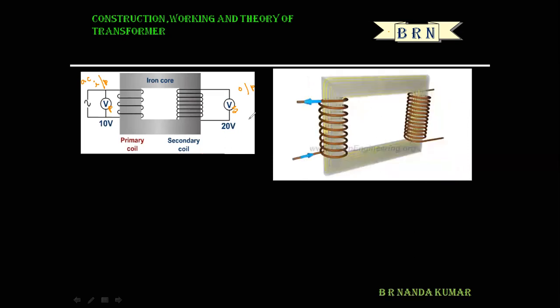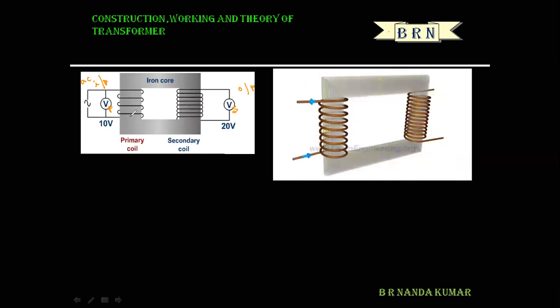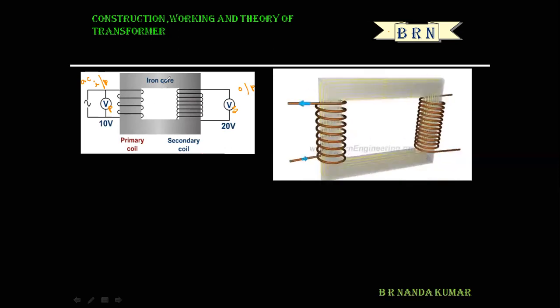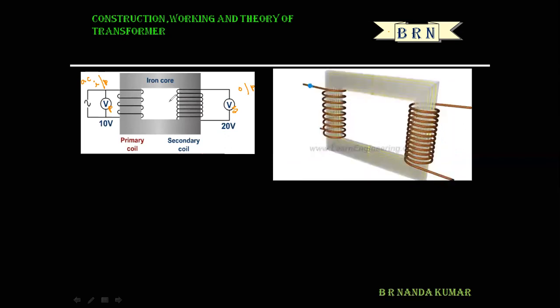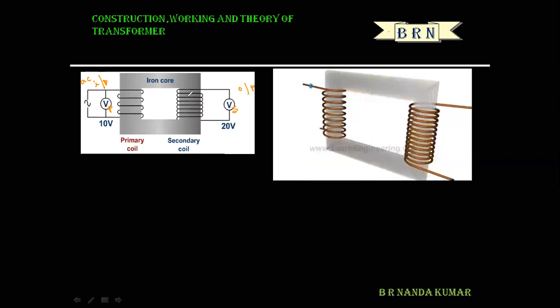The working and construction of a transformer are both very simple. What is the construction? It consists of two coils. One coil is connected to the AC input, and that is called the primary coil. Another coil gives the output, and this is called the secondary coil. Both coils are wound on the same iron core. This is the construction of a transformer.